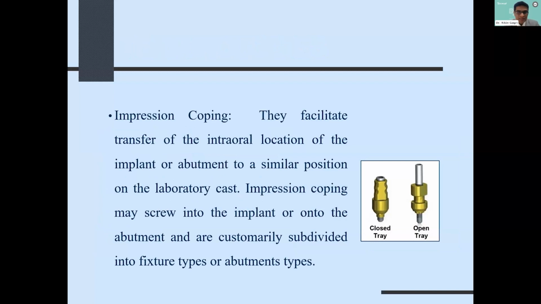A few components, as I had said, impression coping, one of the key things that we need to have in the prosthetic kit of any of your implant system. A good implant system will ensure that they have all the right prosthetic components or impression components which allow you to give the ideal prosthesis. So impression coping is nothing but they facilitate the transfer of intraoral location of the implant or abutment to a similar position on the lab cast.